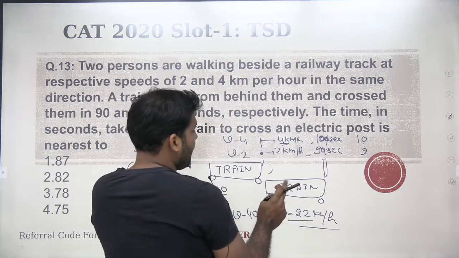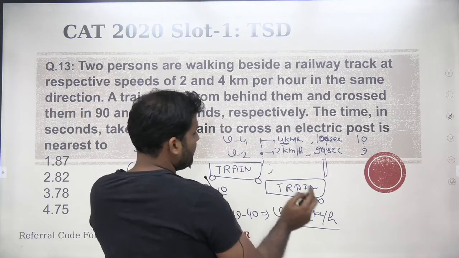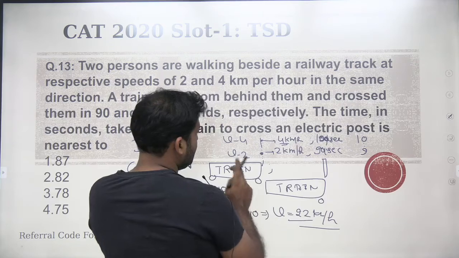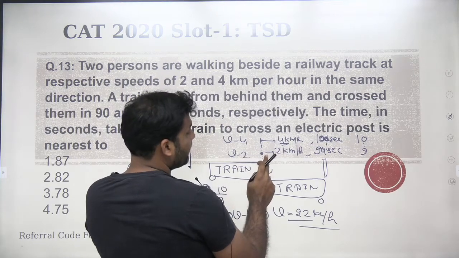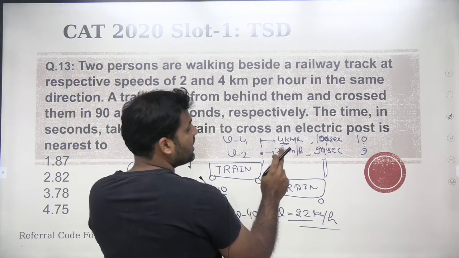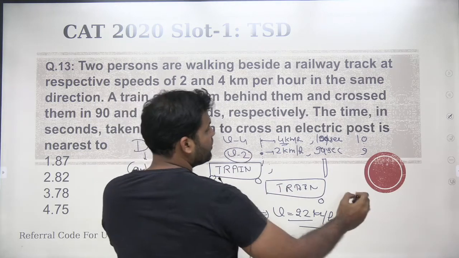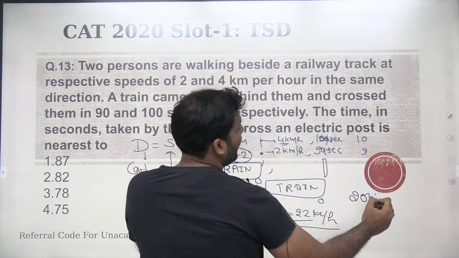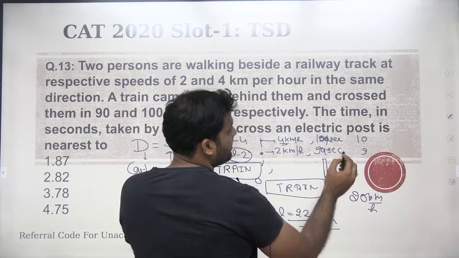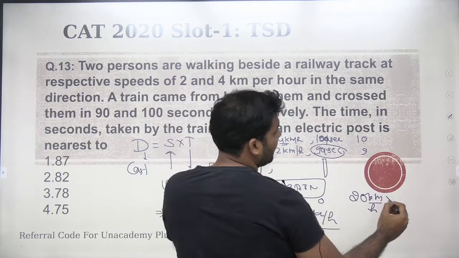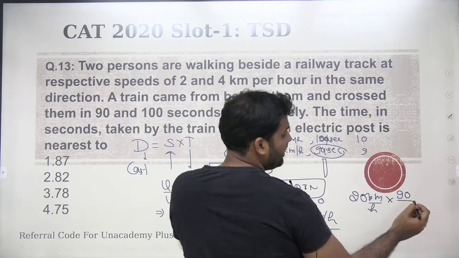Okay, and we know that the speed is 22 km per hour. In the case of the person who is running at 2 km per hour, you see that the overall speed of the train is 22 minus 2, which is 20 km per hour. At a speed of 20 km per hour, the train covers its distance in 90 seconds.